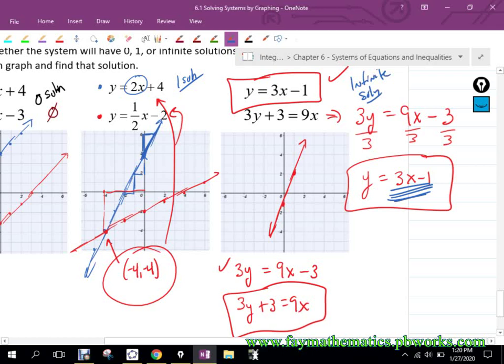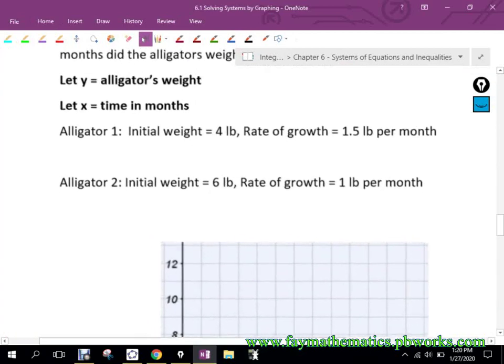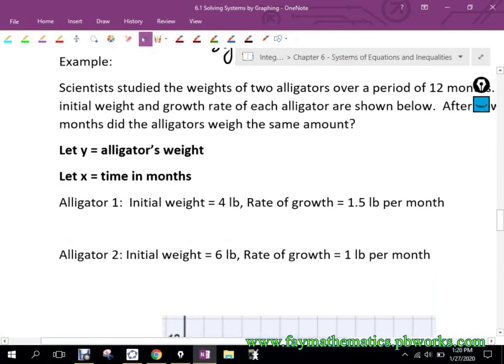All right? Yeah, are we done? No! Why? Got a story problem to do. The alligator one. All right.